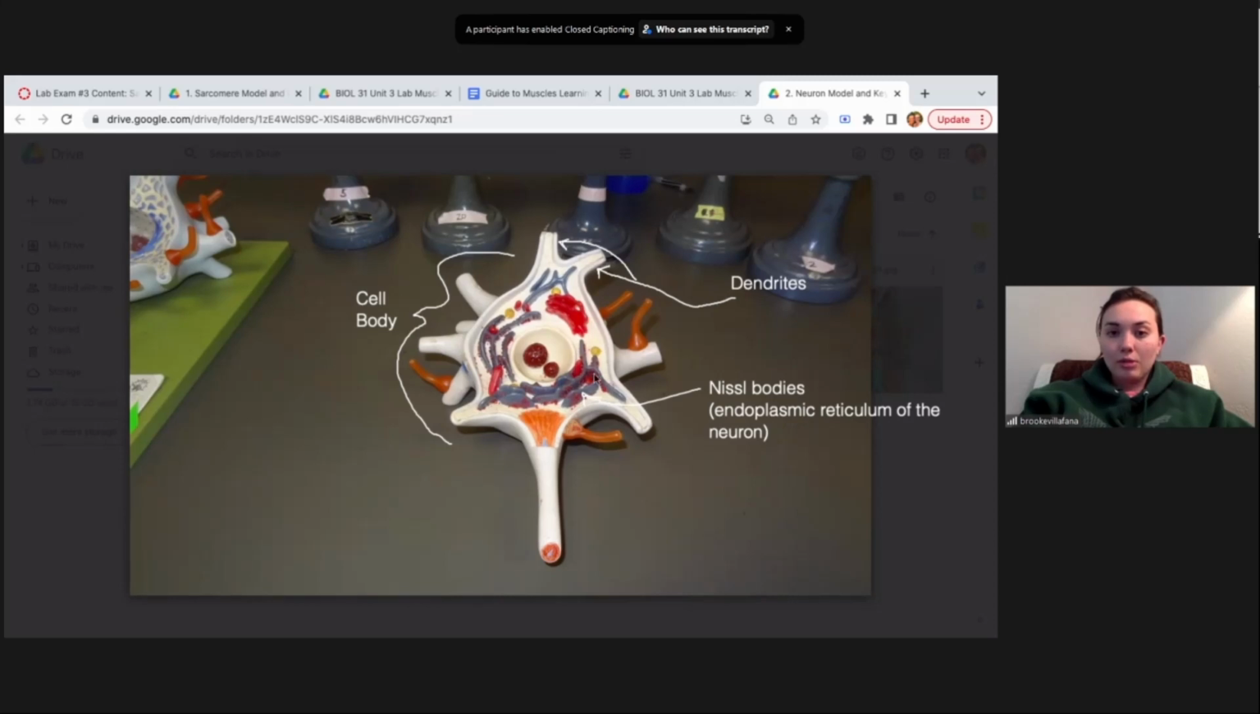So I'll try to change my color. It would be these, the blue and red. Does that make sense? These guys here, those are your Nissl bodies. There's more of them over here. Okay. Nissl bodies. And then you already know your nucleus and your nucleolus, right?